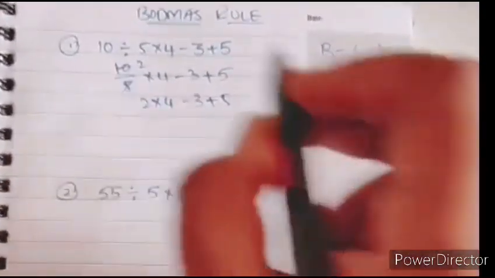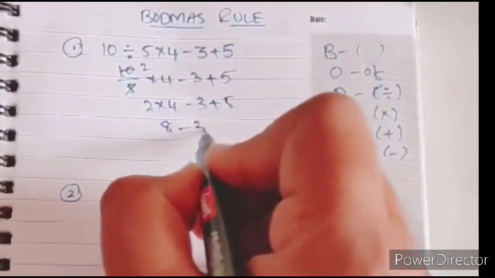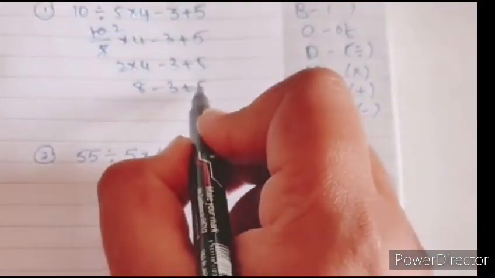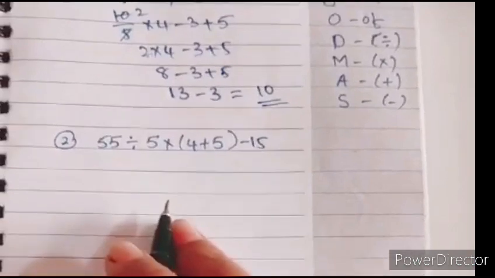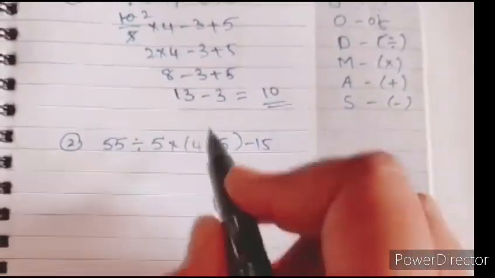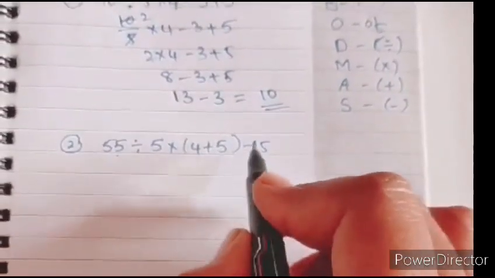So next multiplication, 2 4s are 8. 8 minus 3 plus 5. Next addition. So addition means 8 plus 5. 8 plus 5 is 13. 13 minus 3 equals 10. The answer is 10. So next problem, 55 divide 5 into bracket of 4 plus 5 minus 15.